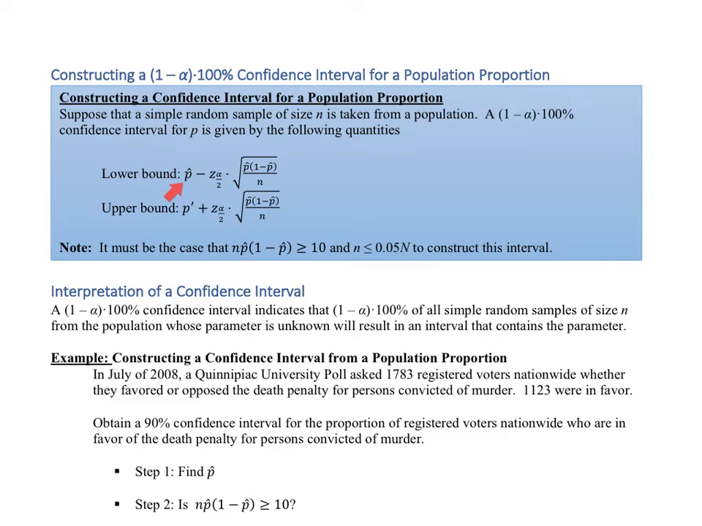We can take p hat and subtract z, the z value, which is the number of standard deviations, times the standard deviation. A simpler way of saying this is p hat minus the z value for alpha over 2 times sigma. And then the upper bound is p hat plus z alpha over 2 times sigma. Now, it's not just the regular sigma, it's the sigma of p hat, the formula we just saw a moment ago, this square root here. So let's find that.